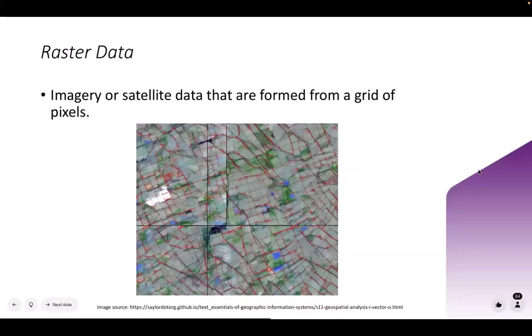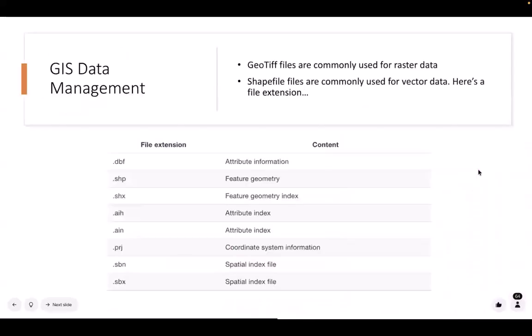So if we move on to looking at GIS data management. Now you'll encounter many different GIS file formats for both vector and raster data. The most commonly used file format for raster data is what we call GeoTIFF files. Again, we will not be touching on these, but I just wanted to draw your attention to it. And then the most common file format for vector data is what we call a shapefile.